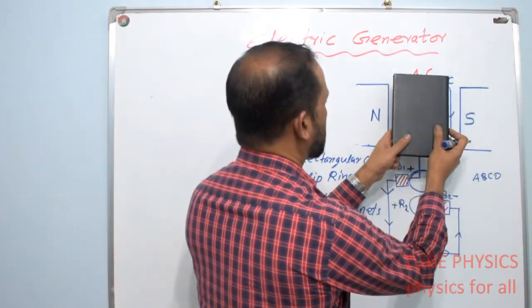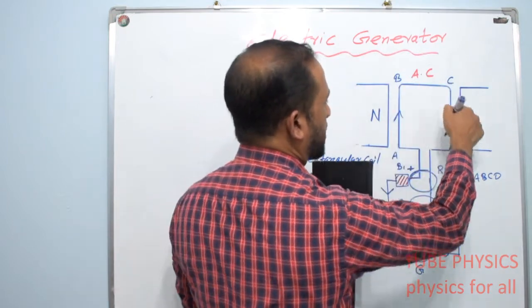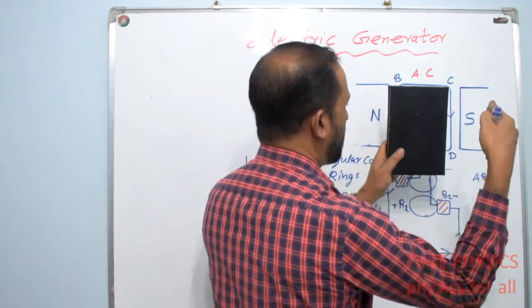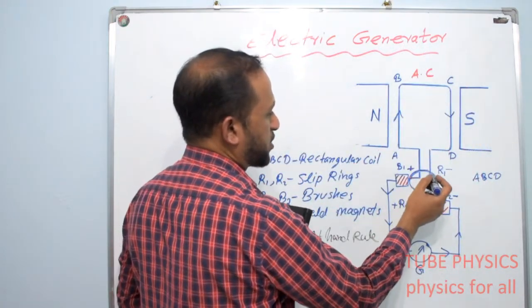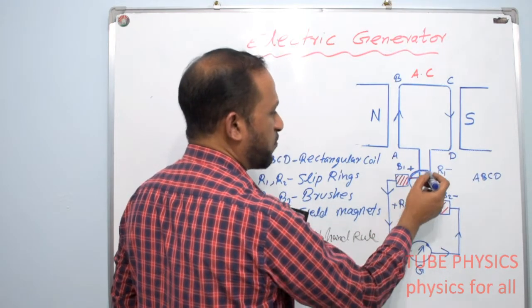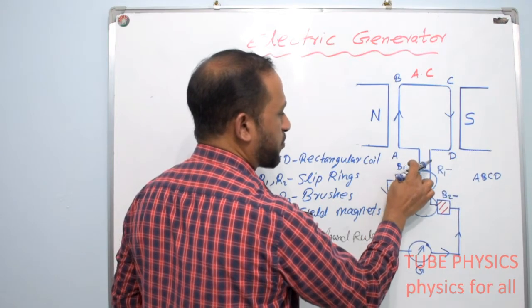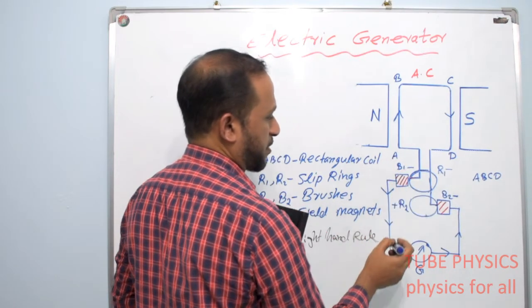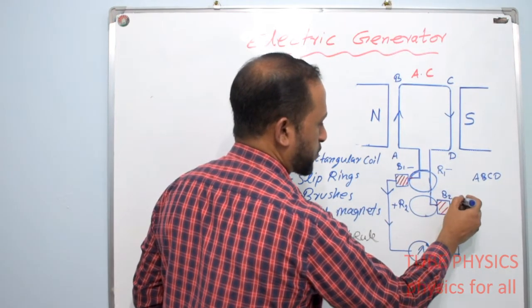when CD reaches here, it will be moving in the upward direction, so it will be a positive upward current, and the side AB will be moving into the board, so the current will be in the downward direction. So in the second half rotation, ring R1 becomes negative and ring R2 becomes positive. When ring R1 becomes negative, in the brush B1 we will not be getting positive current, we will be getting negative current. And when ring R2 becomes positive, brush B2 also will be positive.